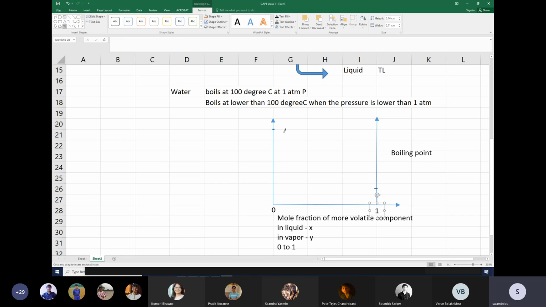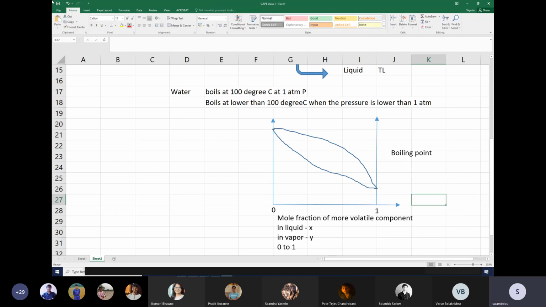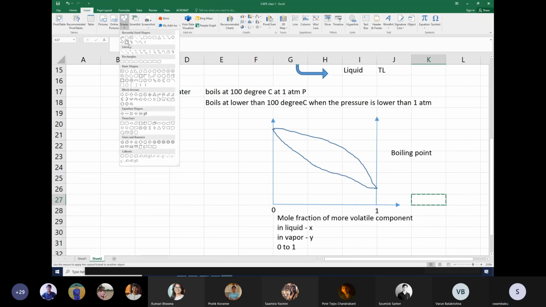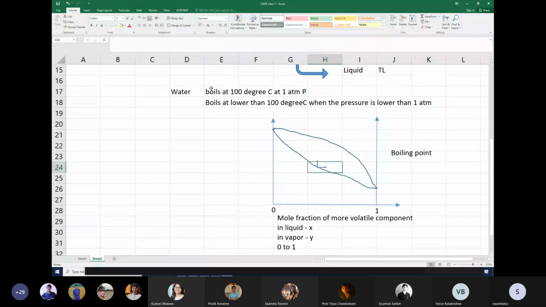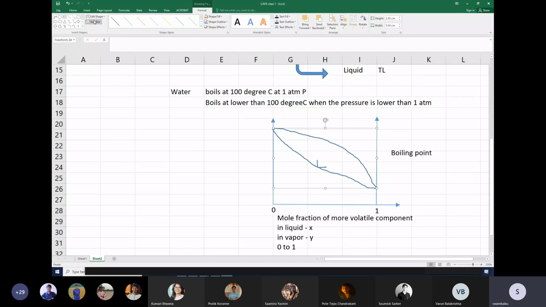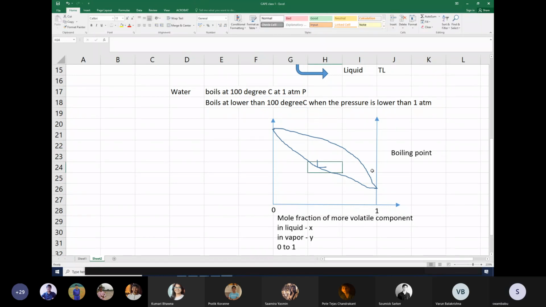So if you do the vapor liquid equilibrium data, typically it looks like this. So the bottom one is liquid composition, and the top one will be vapor composition.